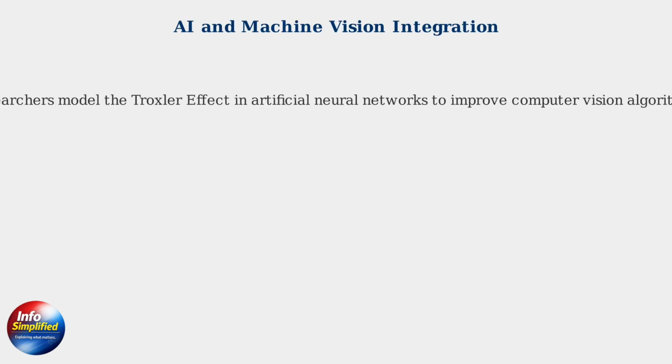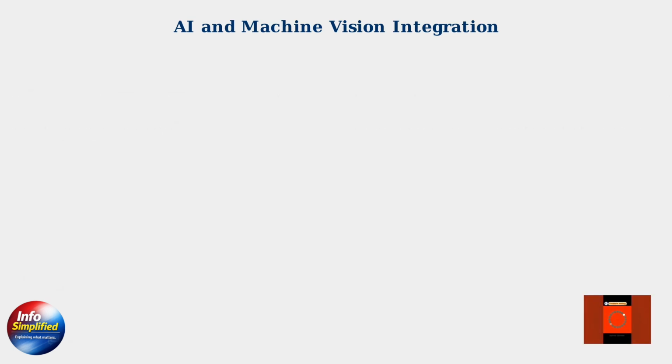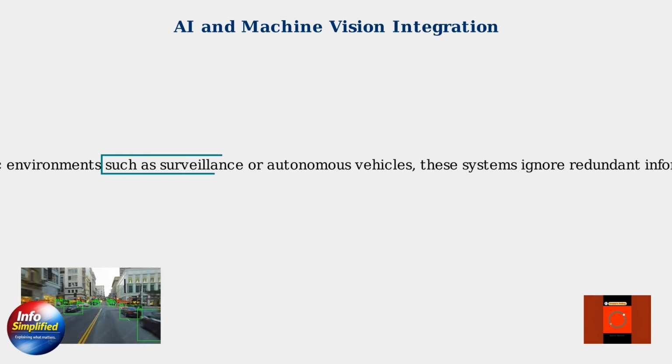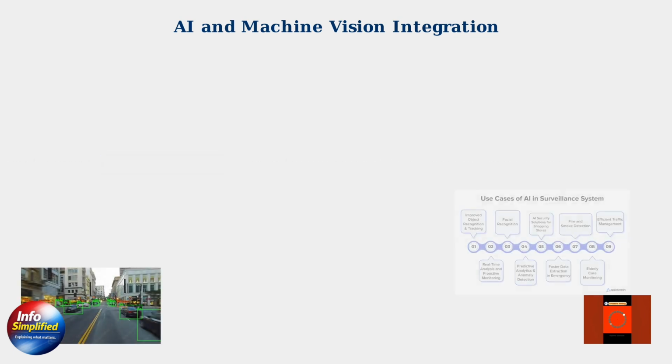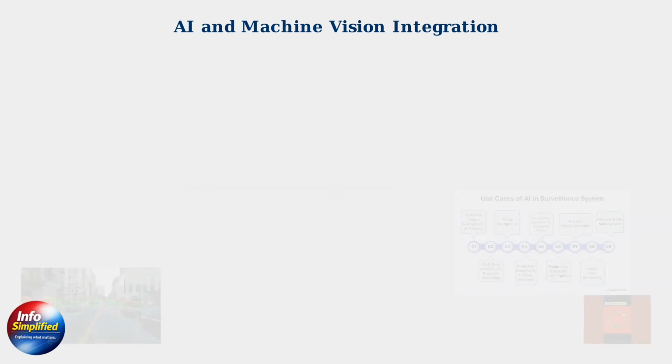Researchers model the Troxler effect in artificial neural networks to improve computer vision algorithms. This creates AI systems that mimic human attentional fading, enhancing efficiency in tasks like object detection in static environments such as surveillance or autonomous vehicles. By ignoring redundant or unchanging information, these AI systems become more efficient and accurate.